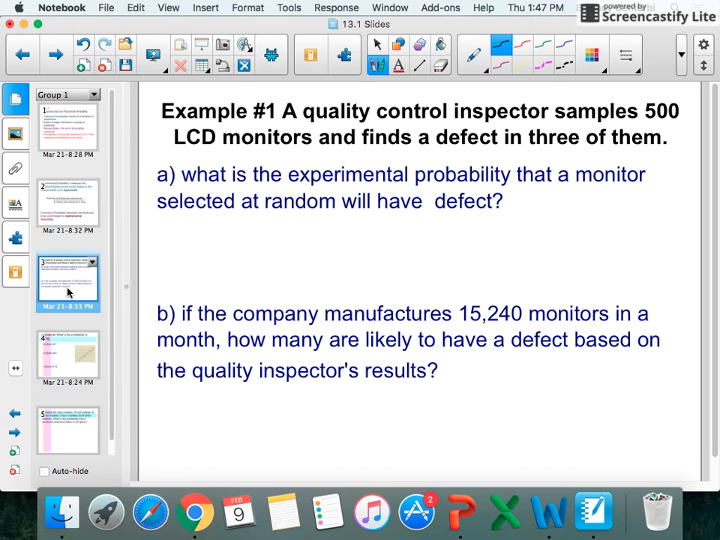So our first example, it says a quality control inspector samples 500 LCD monitors and finds a defect in 3 of them. So we have to find the experimental probability that a monitor selected at random will have a defect. So if we're setting up our fractions here, P of defect means the probability that there's a defect equals, and we need to put our total number that have a defect over the total number of monitors.